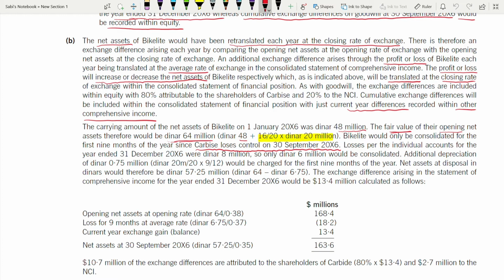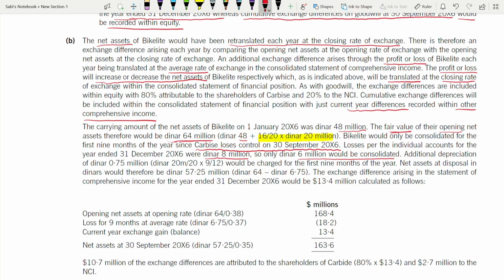Dinar 8 million is given there in the table. They have taken the full 1 year. But out of that, how much can they consolidate? Only for the first 9 months. So only dinar 6 million would be consolidated, because 9 months, 9 over 12 into 8, is 6. So additional depreciation of dinar 0.75 million would be charged for the first 9 months of the year.